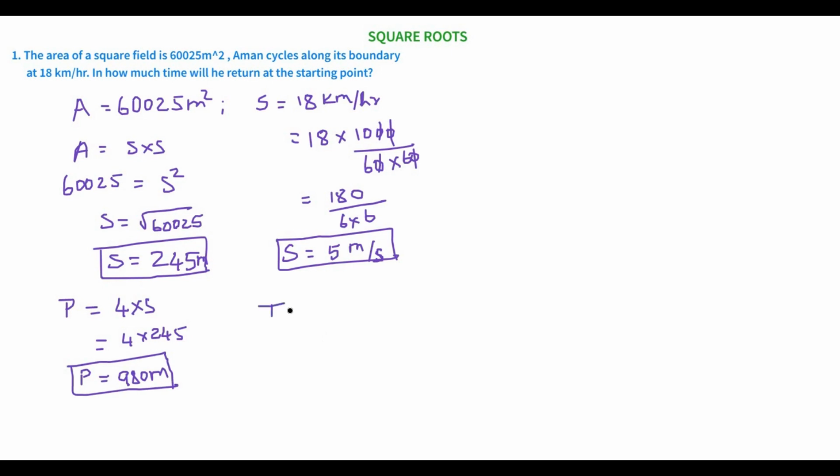So what is the formula to find the time taken? Correct. It is total distance divided by speed. So what is our distance? 980 divided by 5. So 980 divided by 5 will get us 196 seconds. So since it is 196 seconds, we can convert it into minutes and seconds. So this will be 3 minutes and 16 seconds.